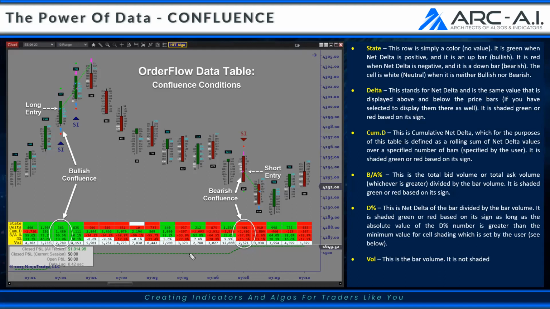This again is a huge advantage of knowing your percent of net delta versus the overall volume. What this is saying is that it's negative 10% versus the total volume. Anything over 5 to 10% is pretty strong net delta. What that's saying is that there's a much greater percent of selling than buying if it's a negative number. So again, it's a huge advantage. And then, of course, you can see the total volume of each bar.